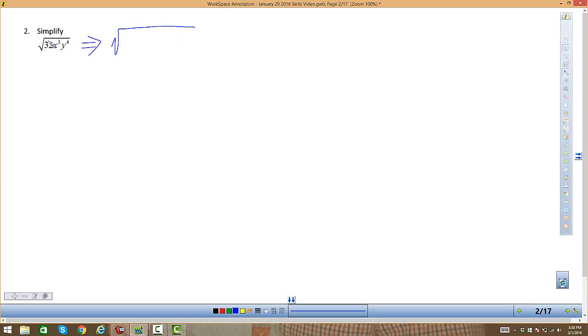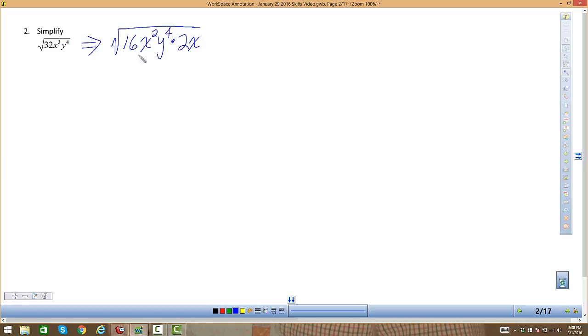32 is 16 times 2, and 16 is the perfect square, 4 squared. Now I'm factoring out a 2, so I'm going to move the 2 over here. X cubed literally means x times x times x, so I'm going to leave x squared here, being a perfect square, and then move one of the x's over by the 2. And then y to the fourth is a perfect square.